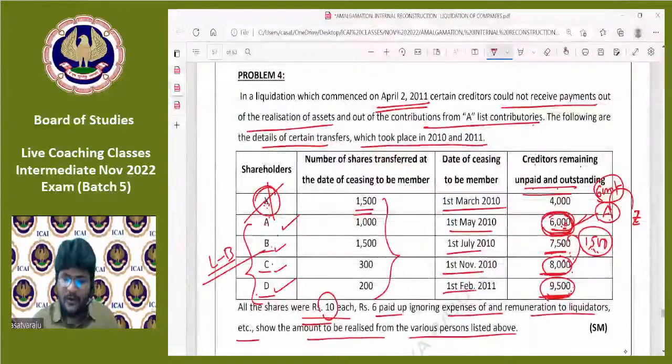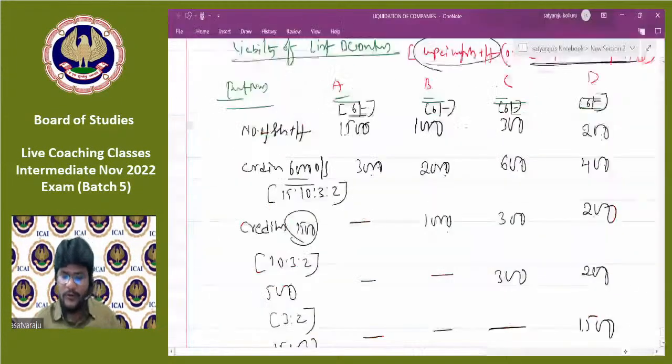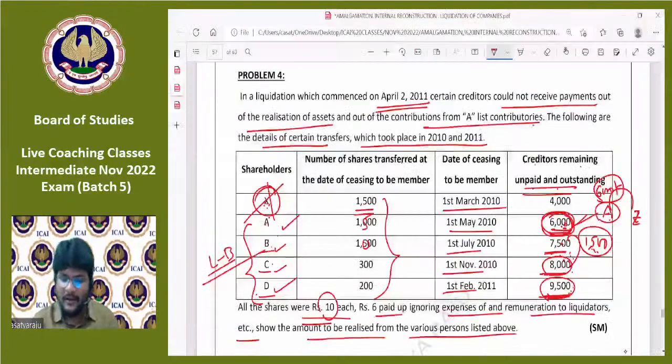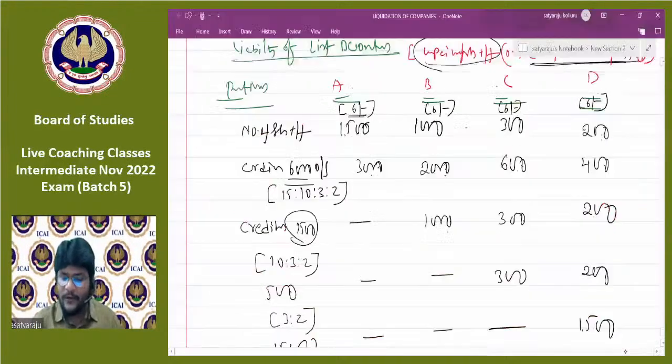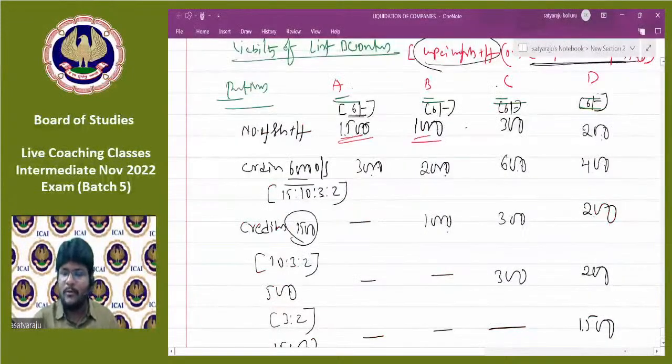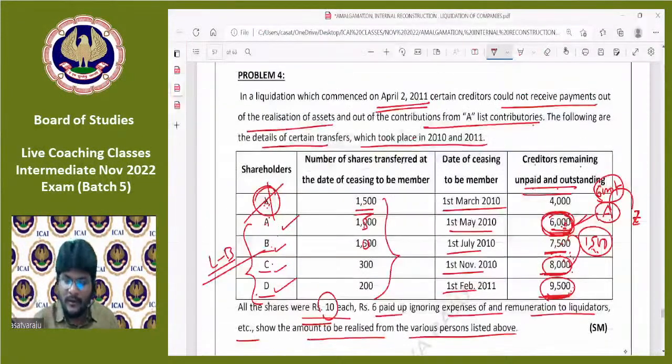What is that? A is holding 1,500 shares. B is holding 1,000 shares, because my answer is based on that one only. Just now I realized A is actually 1,000, B is 1,500. But if you check here, A put 1,500, B 1,000. You can assume that my entire problem was based on this: A is 1,500, B is 1,000.